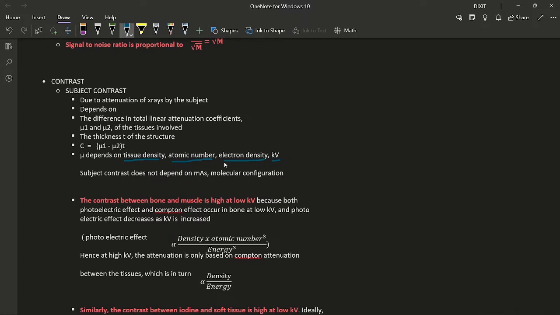Another one is electron density. As you know, the Compton effect and photoelectric effect are both interactions with the electrons of the object. So the more electrons there are, the more chance of interaction and the higher the attenuation coefficient. Another one is the voltage that is applied.